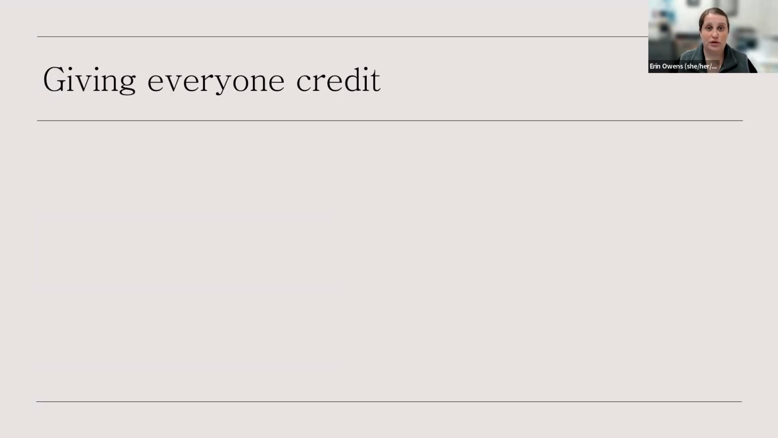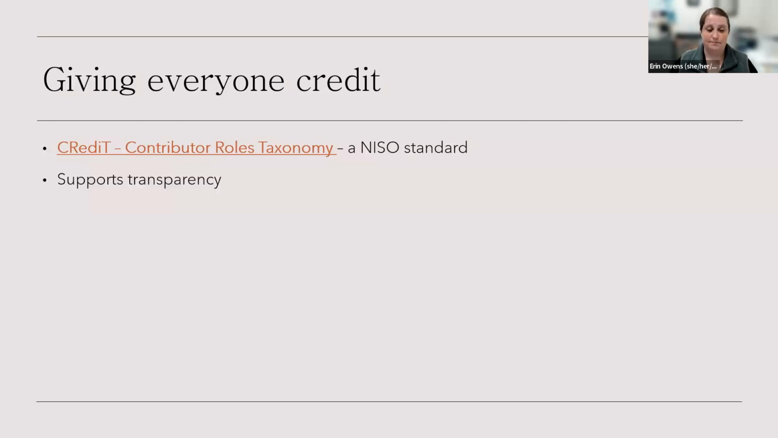Ultimately, we want to be sure that we're giving everyone credit for the contributions that they've made to a project. We don't want anyone to be excluded from getting credit they deserve, and we also want to make sure that one person doesn't receive more credit than they deserve compared to others. One way that we can do this is by including what's called a credit statement in our articles. CRediT is short for the Contributor Roles Taxonomy. This is an official NISO standard for how we can indicate credit in a research project.